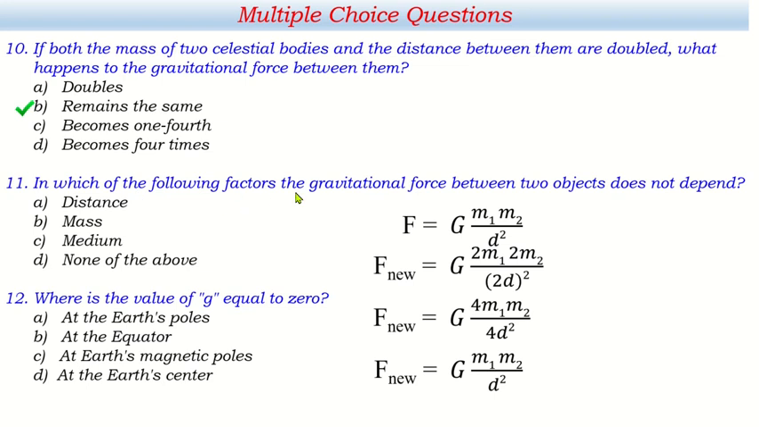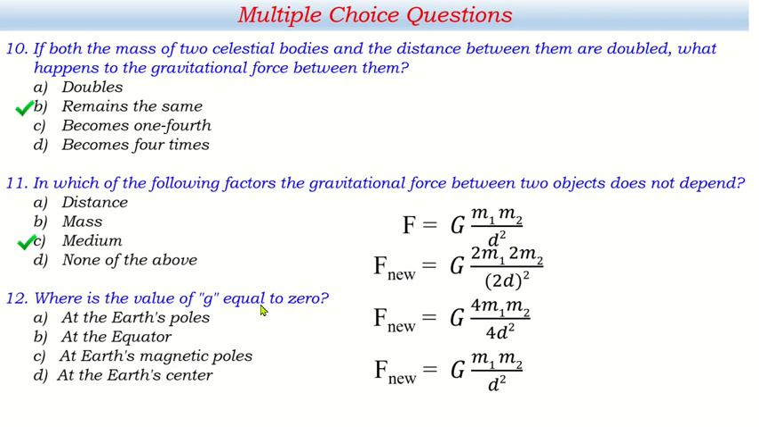In which of the following factors does the gravitational force between two objects not depend? Distance. Gravitational force depends on distance. It depends on mass also. It doesn't depend on medium, whether the bodies are in air or in water, whatever it is, medium doesn't affect. Option D is none of the above. That's why option C is correct.